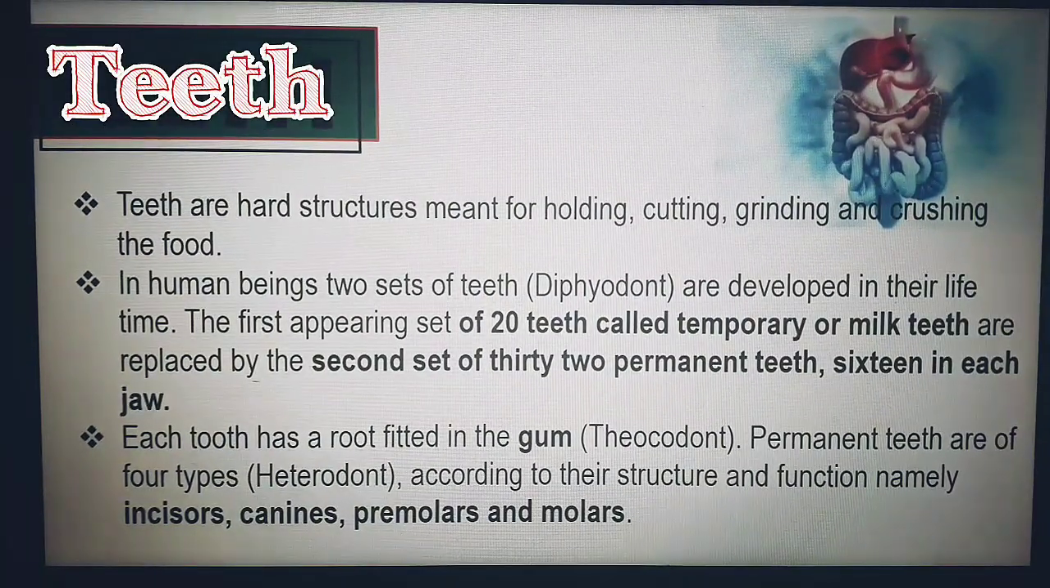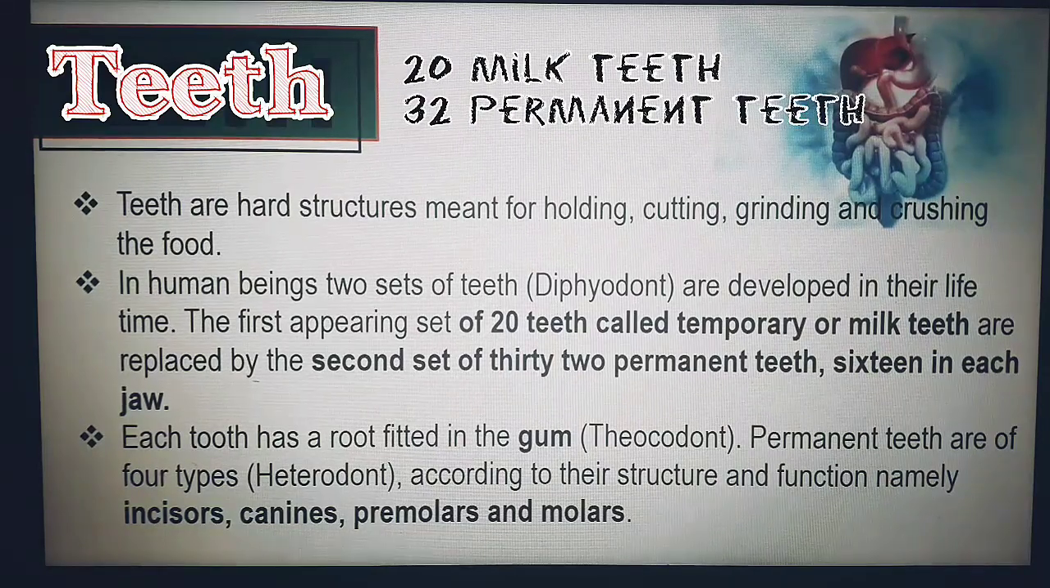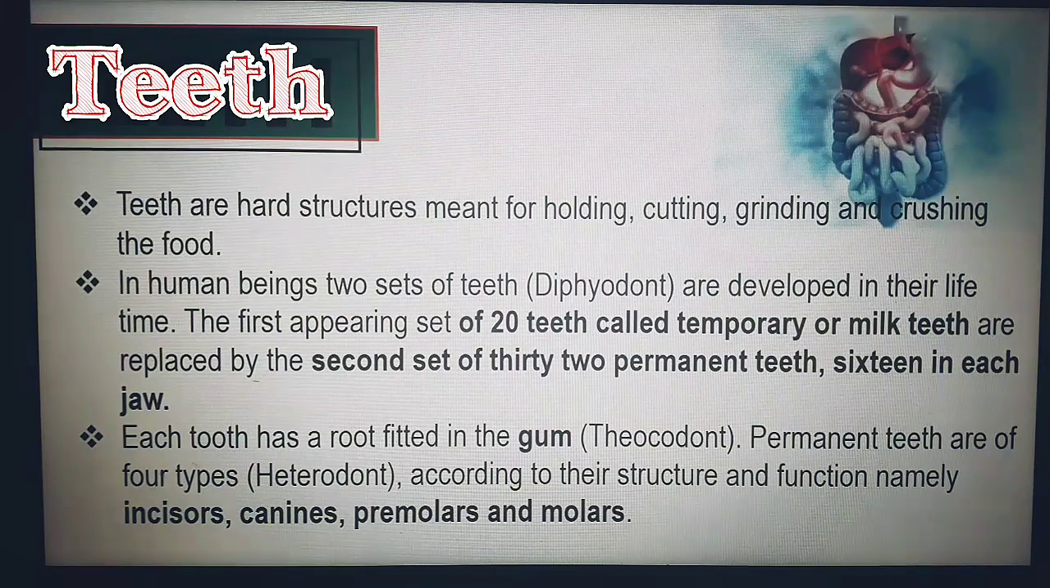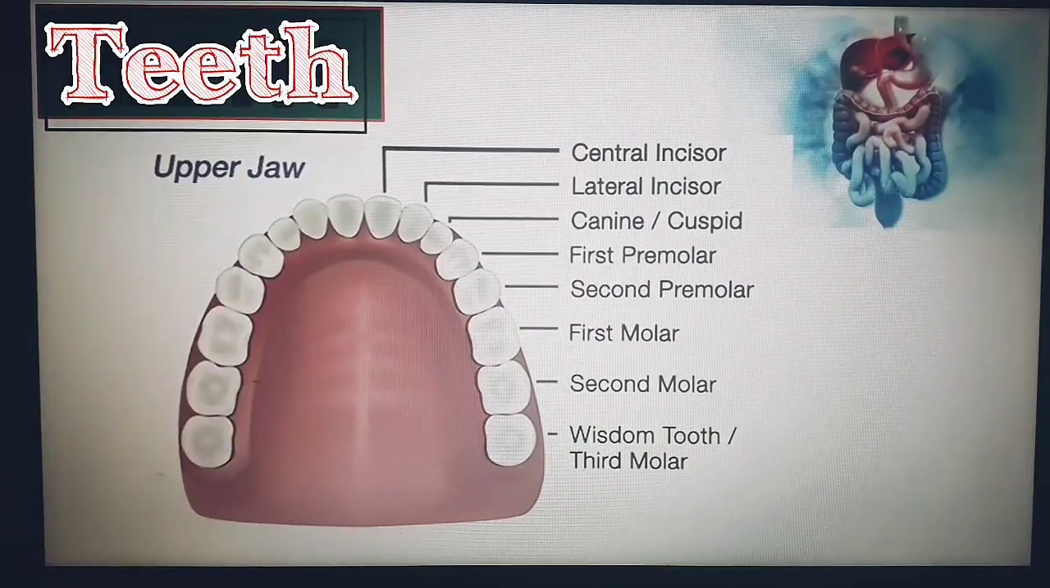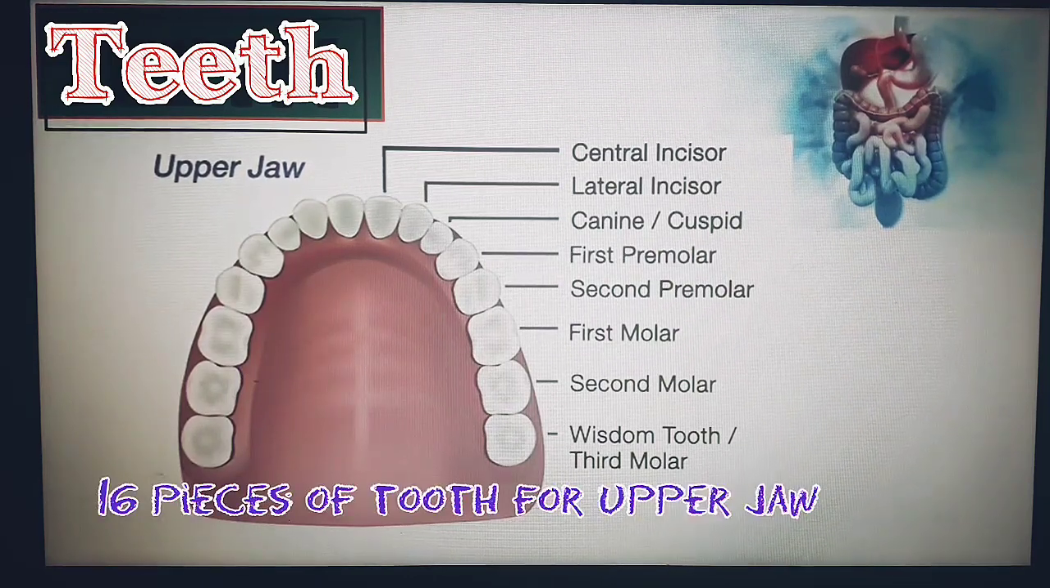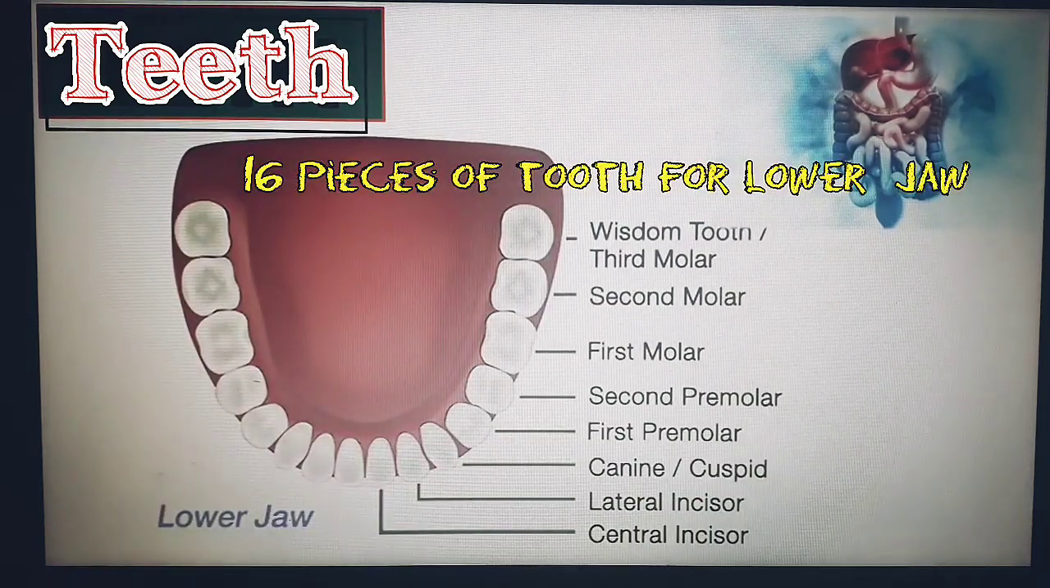Teeth. We have 20 called temporary or milk teeth when we were babies. And they are replaced by 32 permanent teeth, 16 in each jaw. Each tooth has a root lodged in the gum. And permanent teeth are 4 types. We have here the incisors, canines, premolars, and molars. This is how your teeth are arranged from front to back. That's for your upper jaw, and this is for your lower jaw.